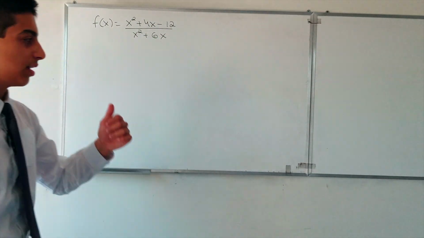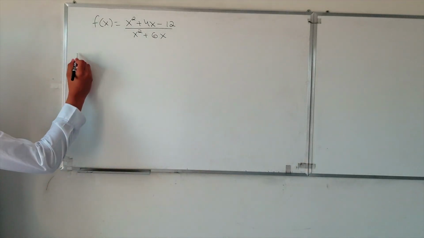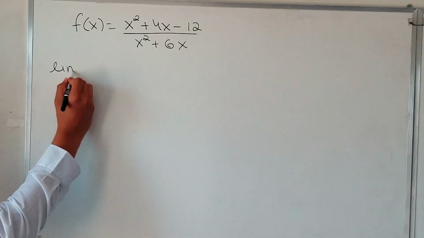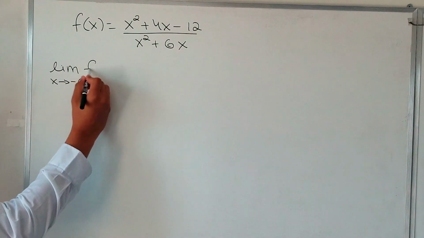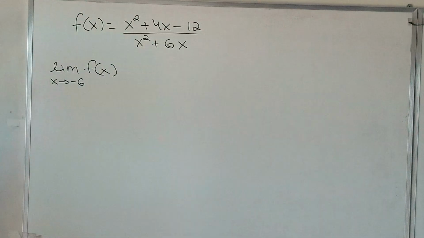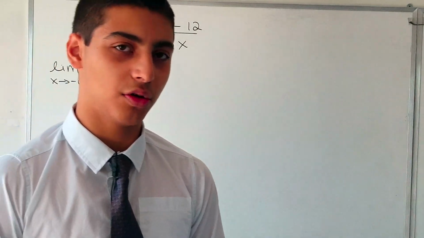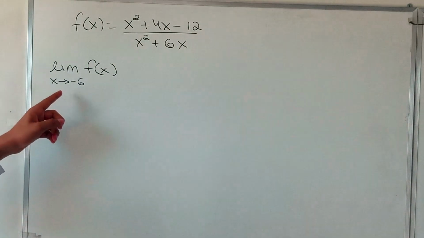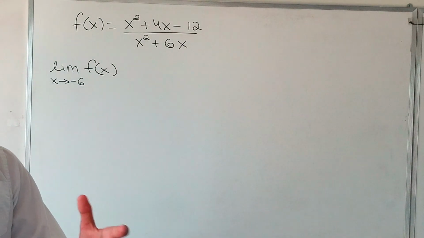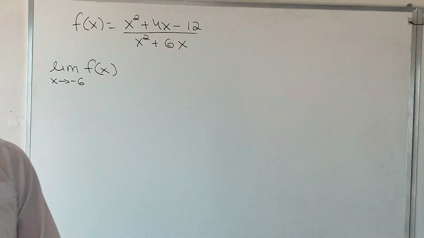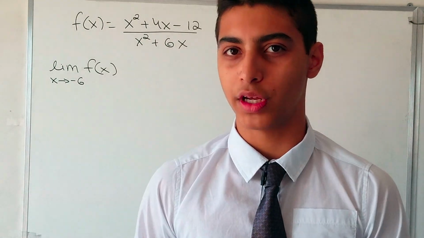So let's say that this is a function right over here, and what I want to do is find the limit as x approaches negative 6 of f of x. Now the first thing that we can generally simply do is plug in the value that x is approaching into the function, and usually that's correct, of course, unless the function is undefined at that point. Interesting note right over here.